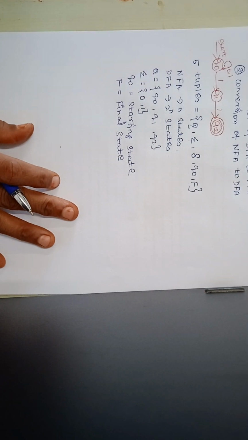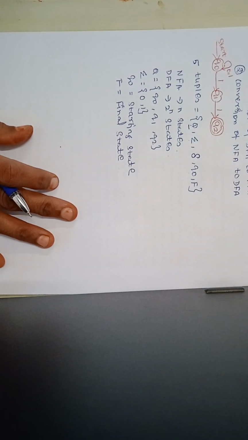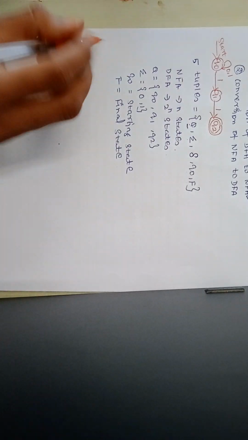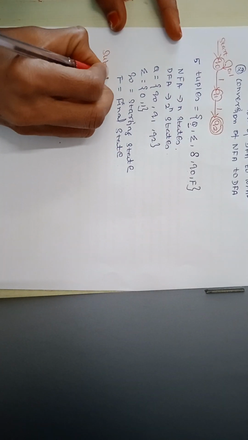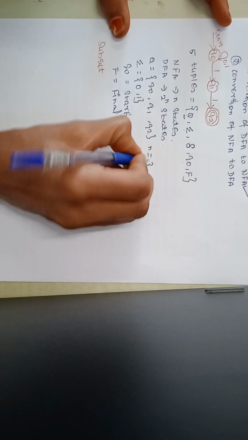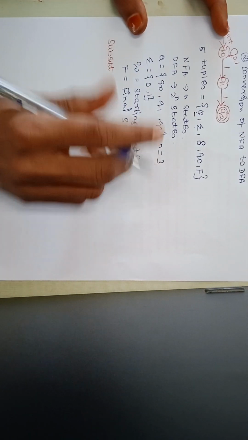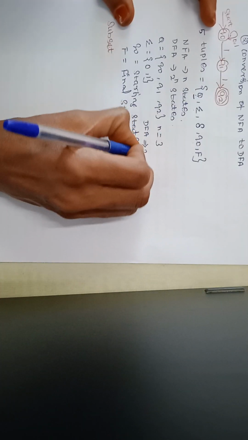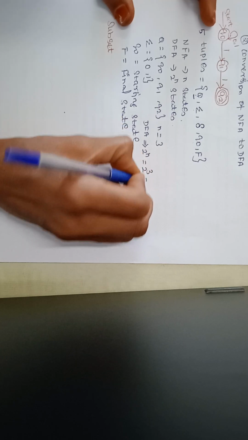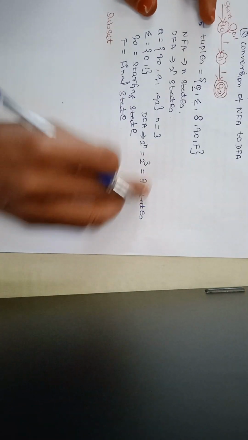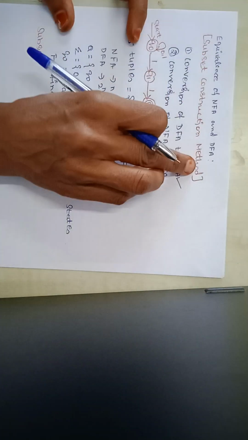Here we use the subset construction method for the given NFA diagram. In this example n equals 3 states, so the DFA has 2 to the power of n, therefore 2 to the power of 3 equals 8 states. So now you have to construct the 8 states of the subset construction method.